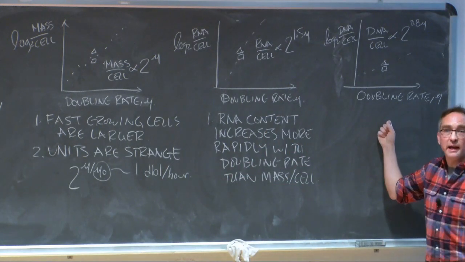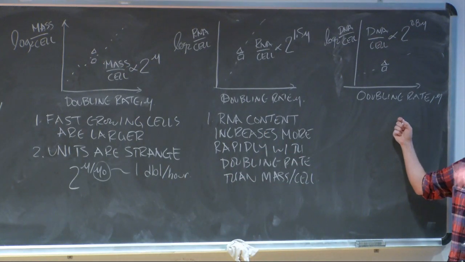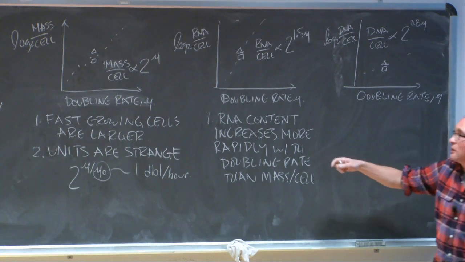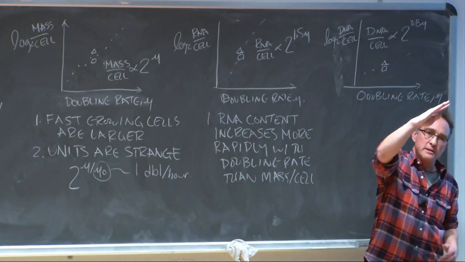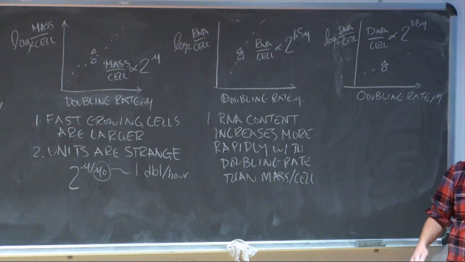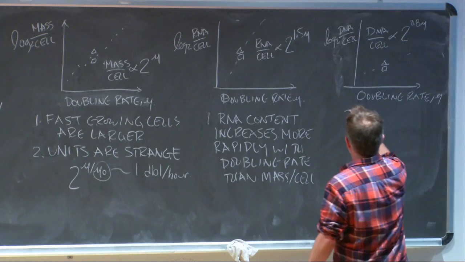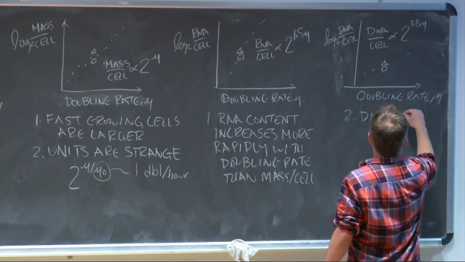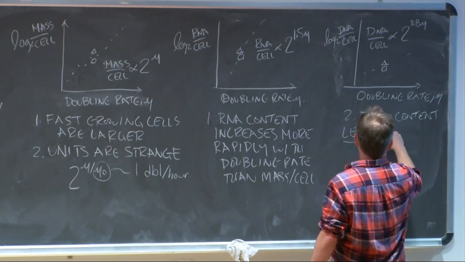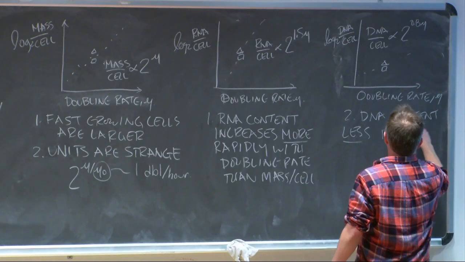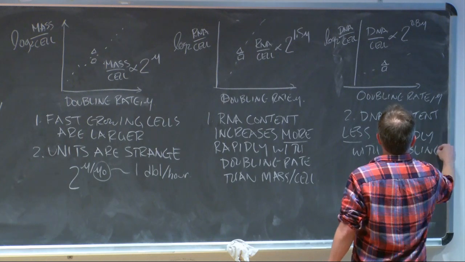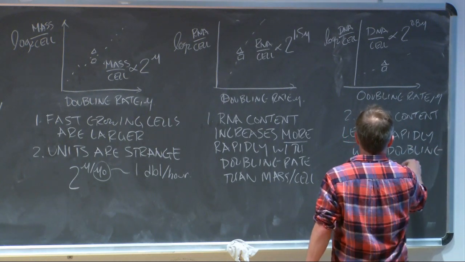And here, conversely, the DNA increases more slowly than the mass per cell. And so if you're going to take reciprocals, for example, if you had the RNA per mass, this would be slowly increasing with doubling rate. If you took the DNA per mass, you would have something slowly decreasing with mass, or with doubling rate. And so DNA content increases less rapidly with doubling rate. Okay.